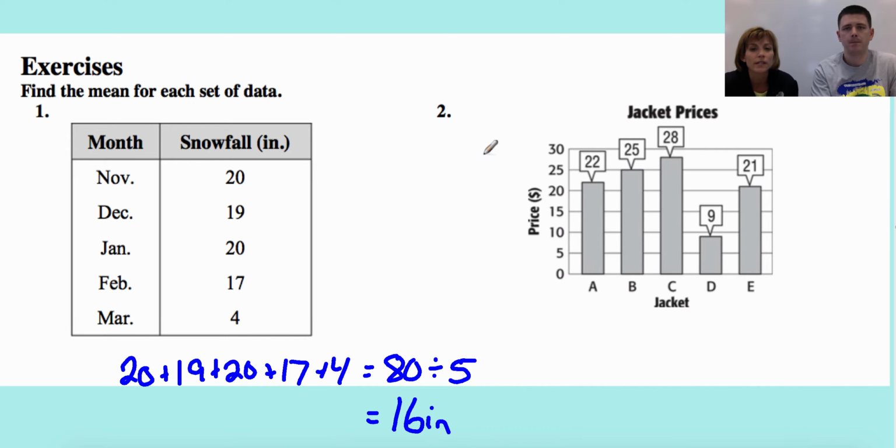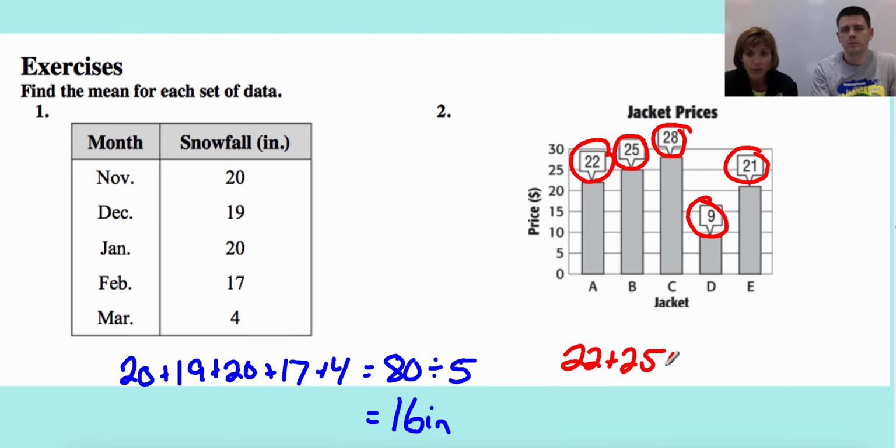Graph number 2 is a bar graph. You guys have worked with these in science before. The numbers for the prices that each jacket costs are above the columns. So those are the items you're going to be plugging into your work and into your calculator. So we begin with 22 plus 25 plus 28 plus 9 plus 21. And we get a sum of 105.